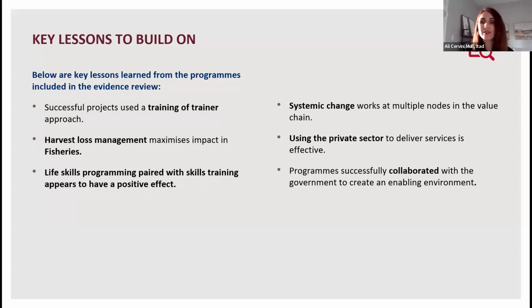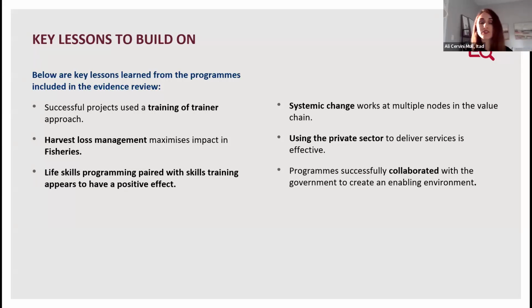So the first one is that successful projects use a training of trainers approach to promote sustainability and expand service delivery in marginalized areas. In doing so, project benefits can continue after a program ends. For example, with the PIMS program, they delivered training of trainers to lead firms in the fishing industry. Then lead firm staff provided training to their main suppliers, with lead firms adopting PIMS practices independently after the program concluded.